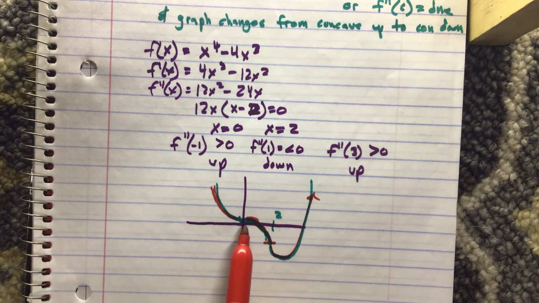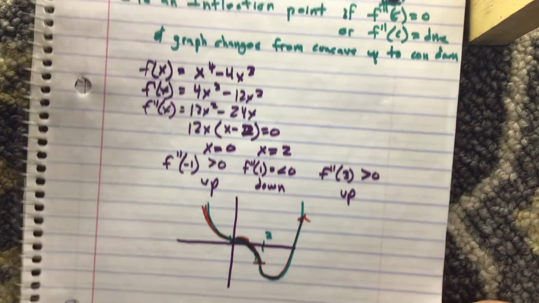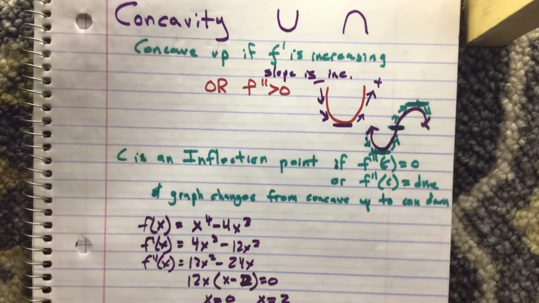So from 0 to 2, it's concave down, just as we said here: up, down, up. And that's concavity. It's just using the second derivative, similar to what we did earlier, and we're looking for inflection points instead of critical points. And that's concavity.